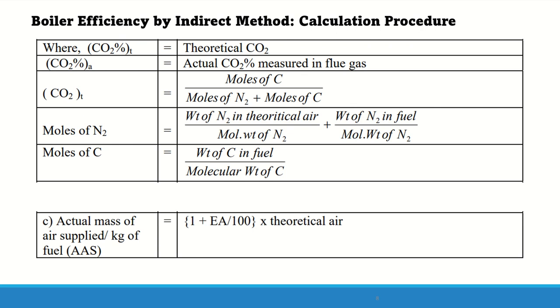The first one is theoretical air supplied, and the second one is the amount of excess air supplied, which is in the form of percentage. Then finally we can calculate the exact amount of air supplied from the formula, which is 1 plus EA, where EA means excess air, divided by 100, into theoretical air. Okay, from this formula we can calculate the actual mass of air supply.